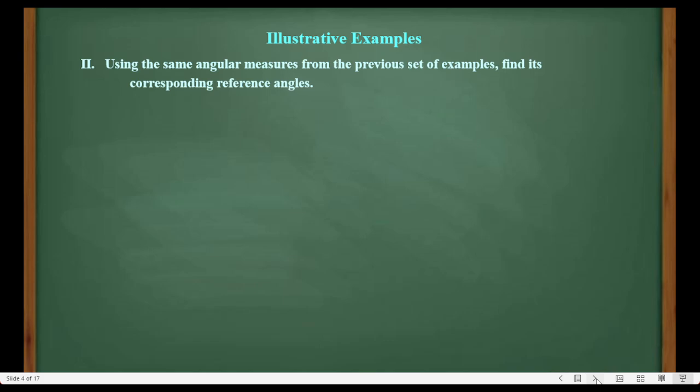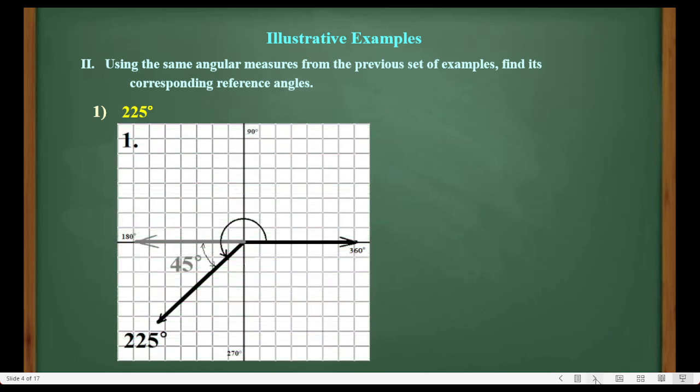Okay, we have now the second set of illustrative examples. So this time, using the angular measures from the previous set of examples, let us find the corresponding reference angles of these given angles. Again, we go back to number 1, whose measure is 225 degrees. So how do we get the reference angle if this is the given measure? Okay, we could sketch the angle whose measure is 225 degrees.